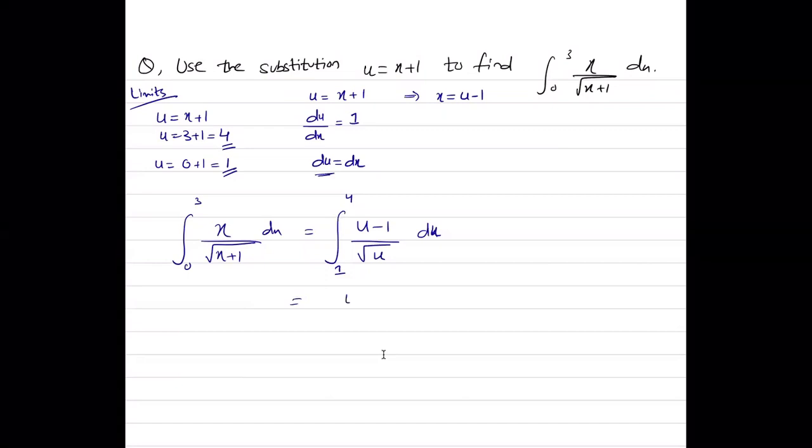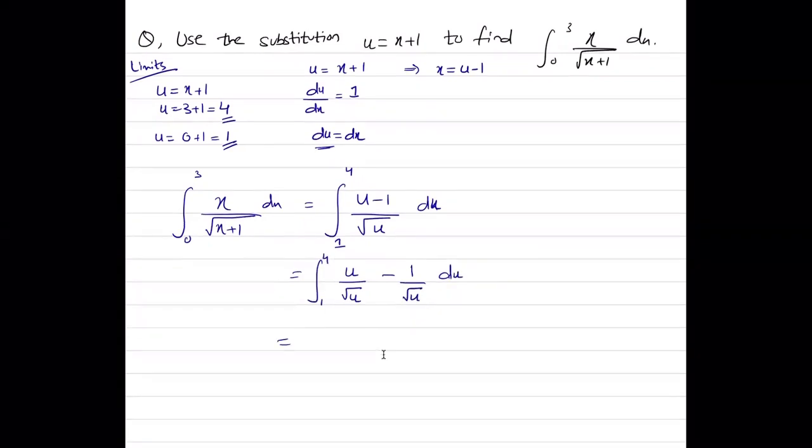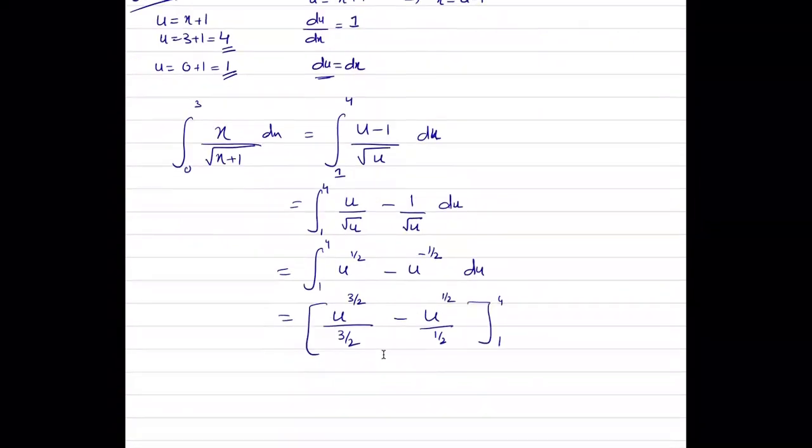U minus 1 upon square root of u is u upon square root of u minus 1 upon square root of u. U upon square root of u is u to the power of 1 minus half, that is half, minus u to the power of negative half. If you integrate this, you get u to the power of 3 upon 2 divided by 3 upon 2 minus u to the power of 1 upon 2 divided by 1 upon 2. Limits are 4 and 1. If I rewrite this, I'm going to get 2u to the power of 3 upon 2 upon 3 minus 2u to the power of 1 upon 2. Limits are 4 and 1.